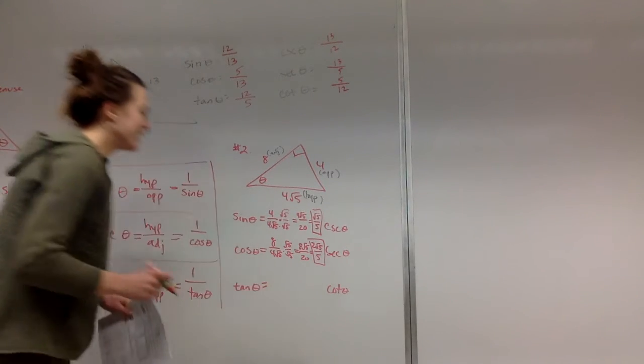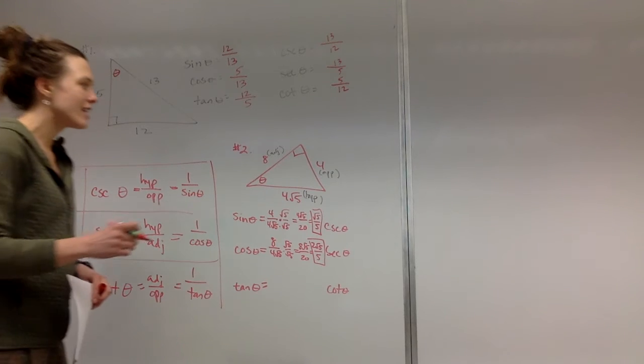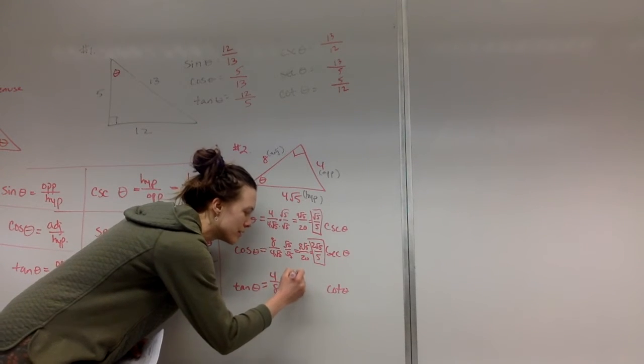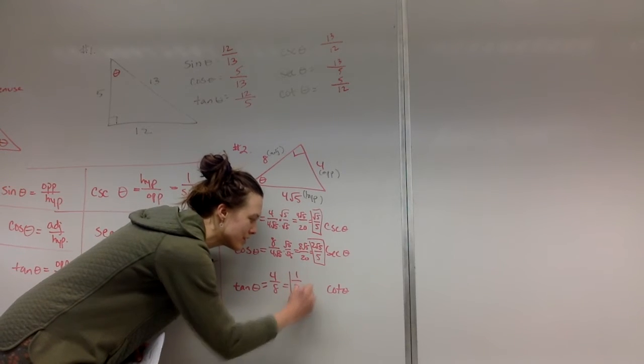And then tangent is my opposite over adjacent. So I've got 4 over 8, which simplifies to 1 over 2.